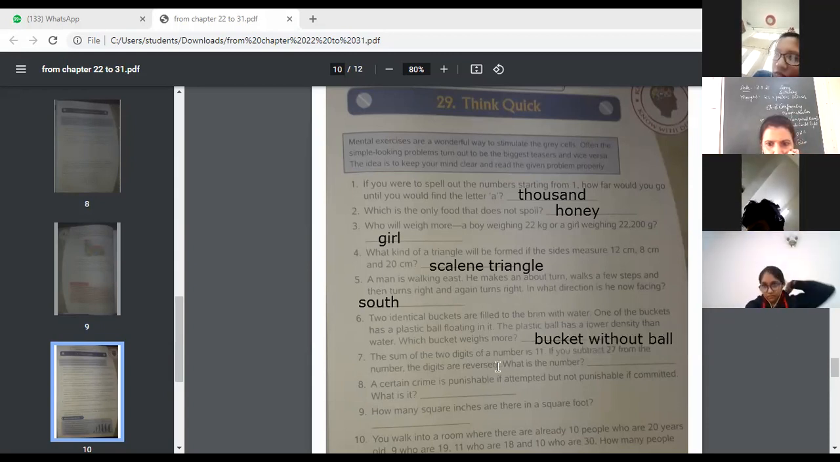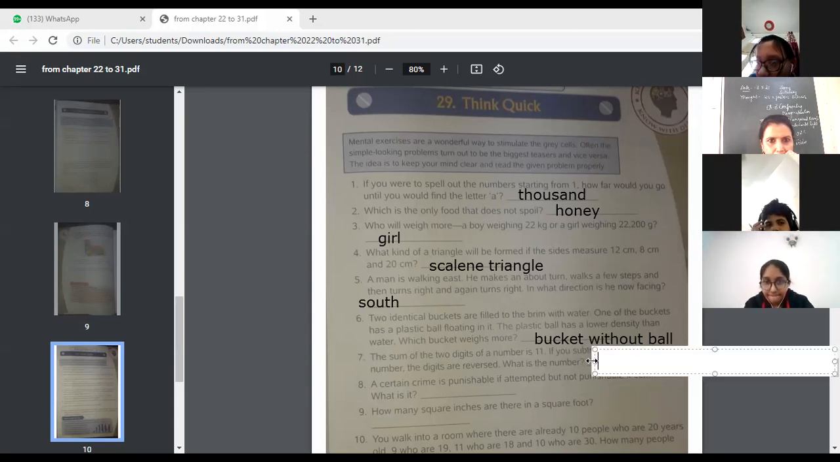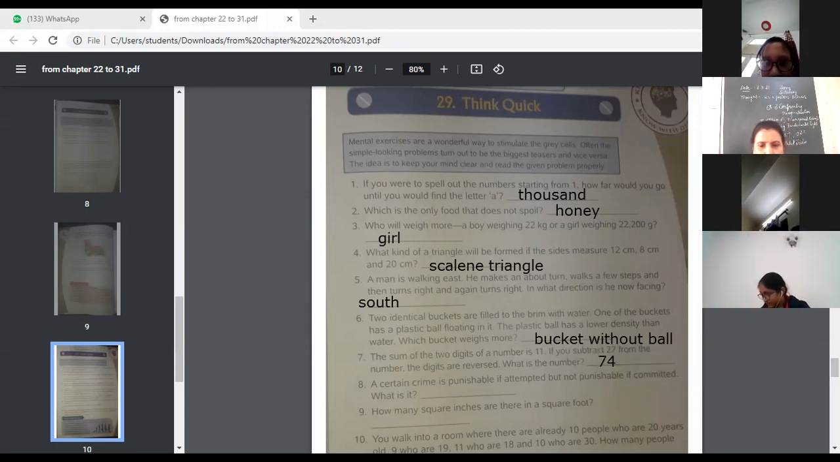The sum of the two digits of a number is 11. If you subtract 27 from the number, the digits are reversed. What is the number? Ma'am, 74. So anybody else can give the answer. Why is she saying 74? What's the reason? How 74? I have written it, but tell me how.